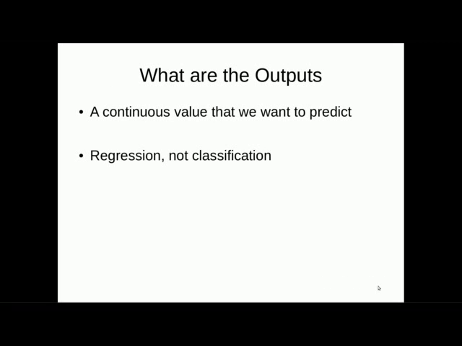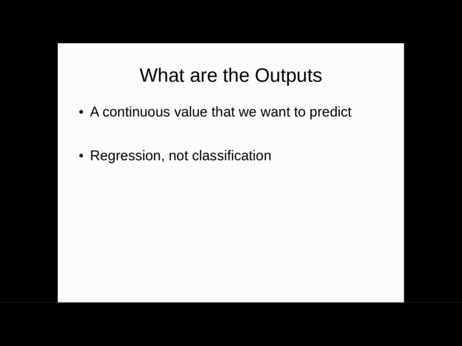Okay, so what are the outputs of a linear regression? The output is going to be a continuous value that we want to predict. Something like house price, maybe, which we're going to do in the homework, or the cost of a car, or the cost of computers based on their features. All of these things, when we're trying to predict a continuous value, that's a regression problem, not classification. And that's really just the only important distinction.